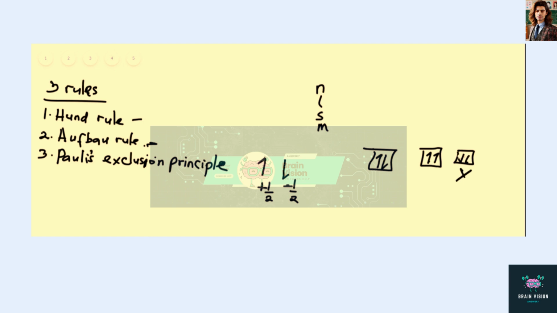Okay, this is a no. This is the right way. The electrons should always have opposite orientation in the same orbital. So that is what the Pauli's exclusion principle is describing, and that is why it is important.